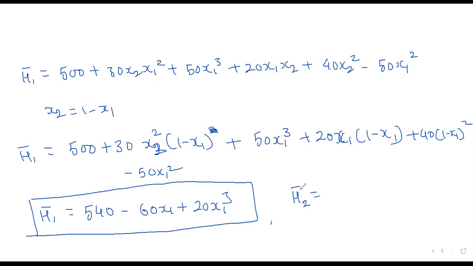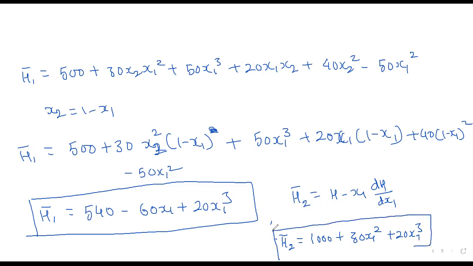h2 bar is equal to h minus x1 multiplied by dh divided by dx1. So you have dh divided by dx1, you have to multiply it by only x1. Then you have to put down the value of h. So you can get h2 bar is equal to 1000 plus 30 x1 square plus 20 x1 cube. Yeah? This is the answer. Okay, you can do it on your own. So this is the thing.